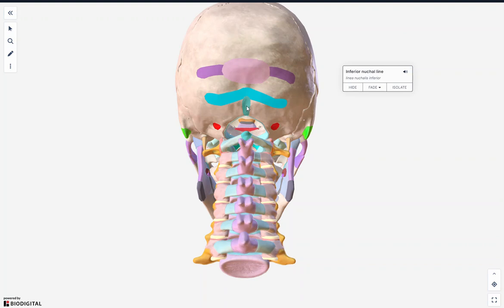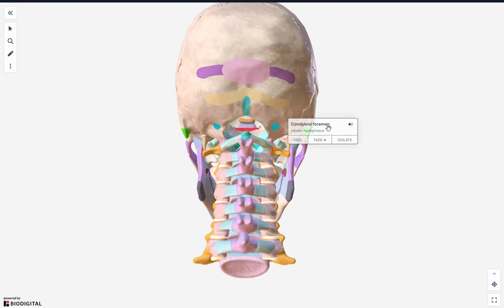Okay, and then we have the external occipital crest, not really something that we palpate or are concerned with as radiologic technologists for doing imaging, but we will talk a lot about this occipital protuberance more than anything.